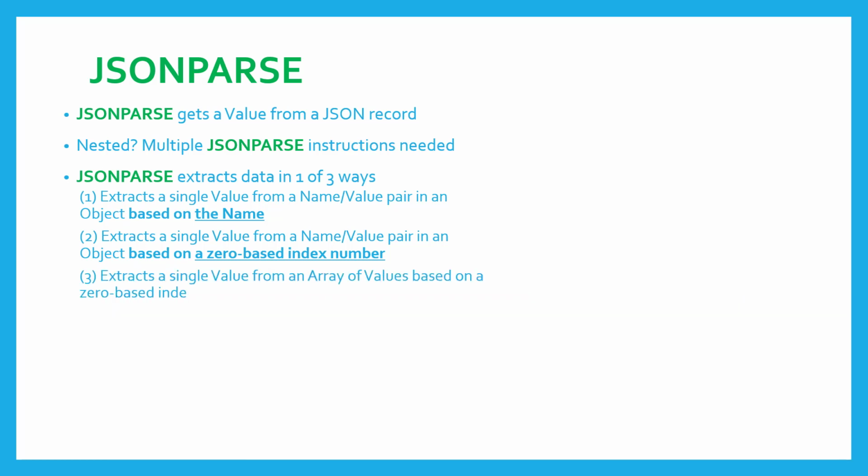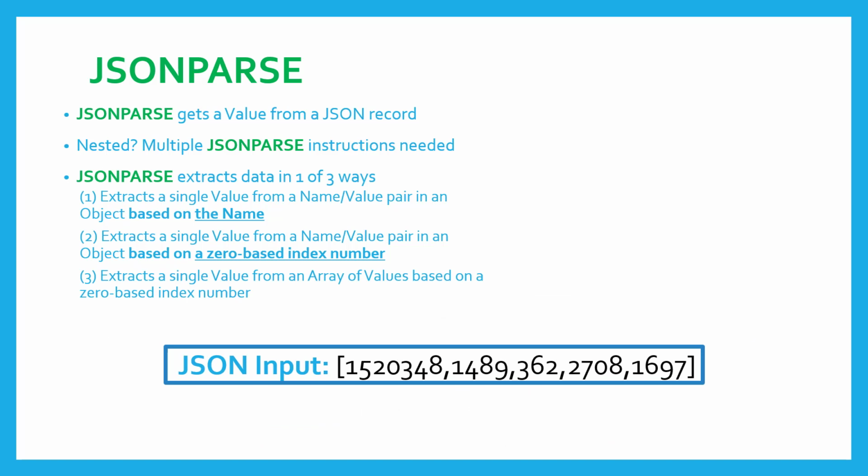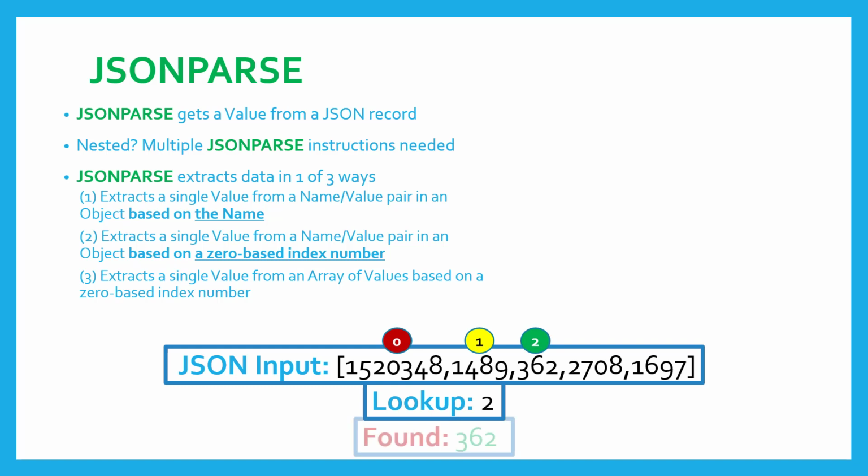The third thing it can do is extract a single value from an array of values based on a zero-based index number. So, if your array looked like this, and you told it to find number 2, it will do so and give you the value of 362.